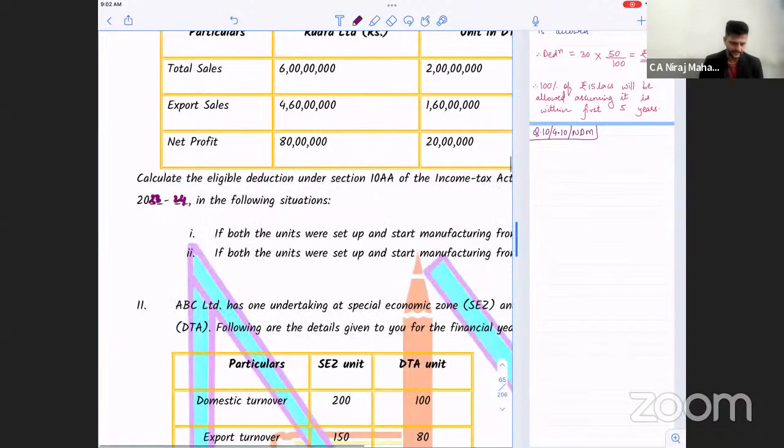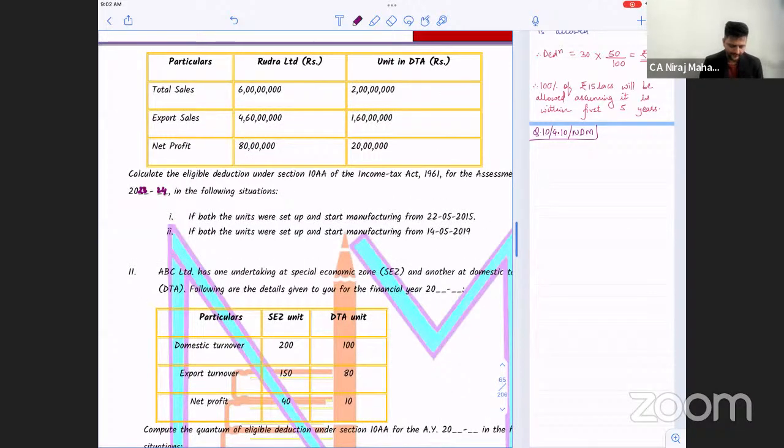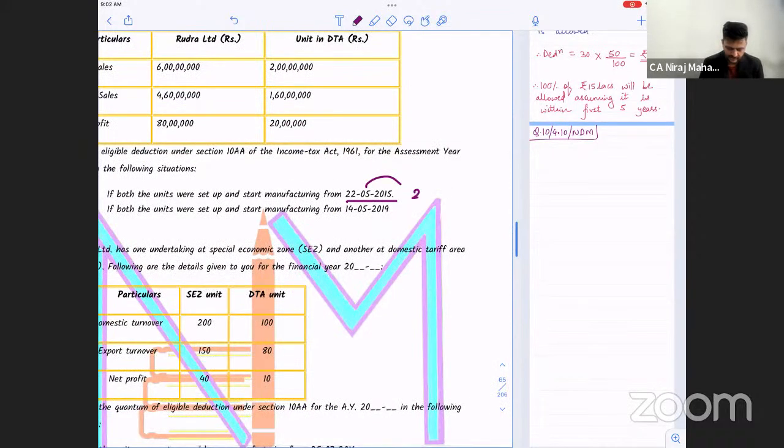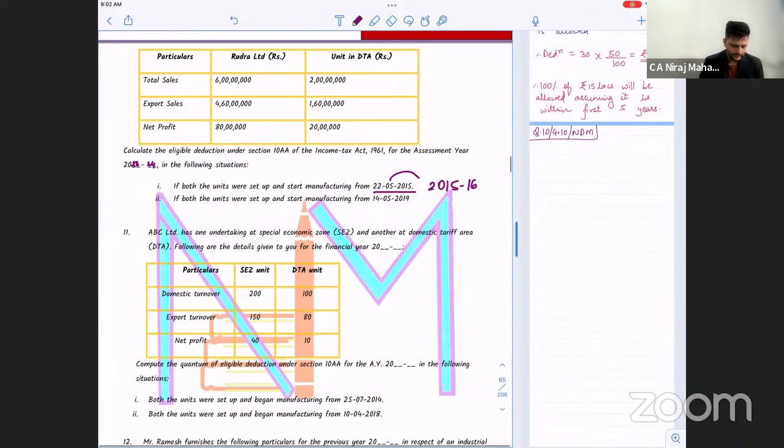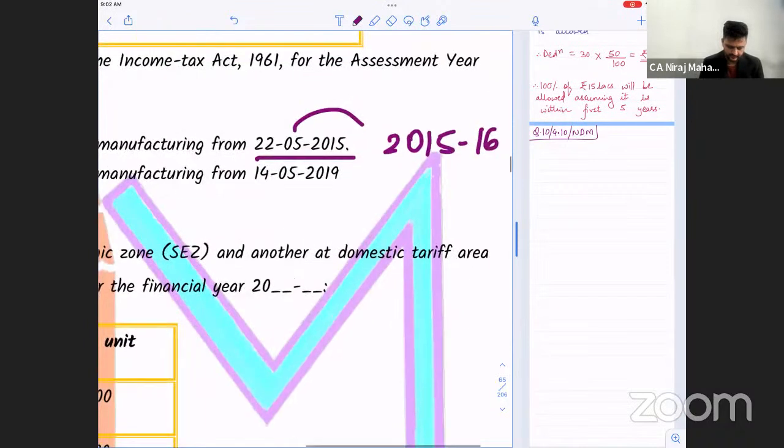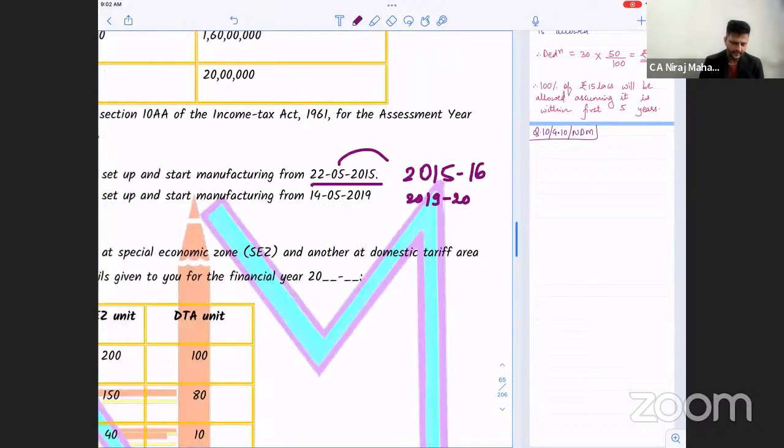In the following two situations: if the units were set up and start manufacturing from 22/5/15, that means this is the first year. Which is the first year? 15/16 is the first year. That is one case. And case two, if both the units, DTA and SEZ, were set up and start manufacturing from 14/5/19, which is the first PY? 19/20. Correct. Right, all of you?